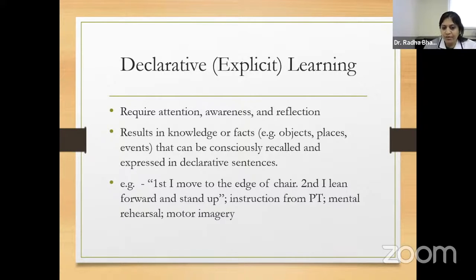So as given in the example, first, move to the edge of the chair. Second, I lean forward and stand up. So these are instructions from the physiotherapist to the patient: first come to the edge, lean forward, and now try to get up. One repetition is done. Again with the second repetition, you again give the cue, verbal cueings, you are telling them you have to do these things. Or the patient himself does mental rehearsal. Okay, first I'll do this, and then the movement.